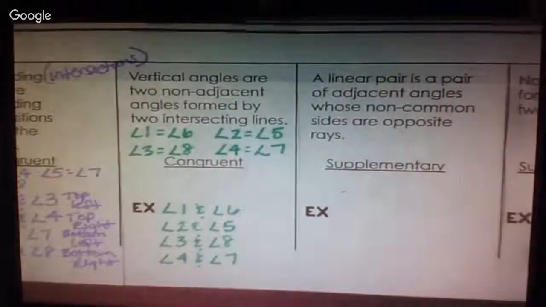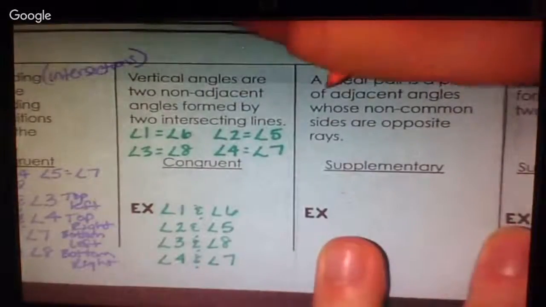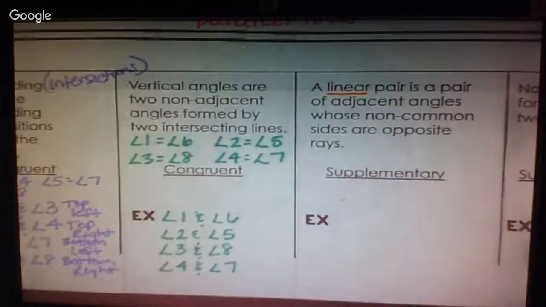Linear pair. A linear pair is a pair of adjacent angles whose non-common sides are opposite rays. There are a ton of these, and no, we are not going to write them all. Remember, linear, so they must make a line. So, linear pair must make a line. So, give me a set of linear pairs.